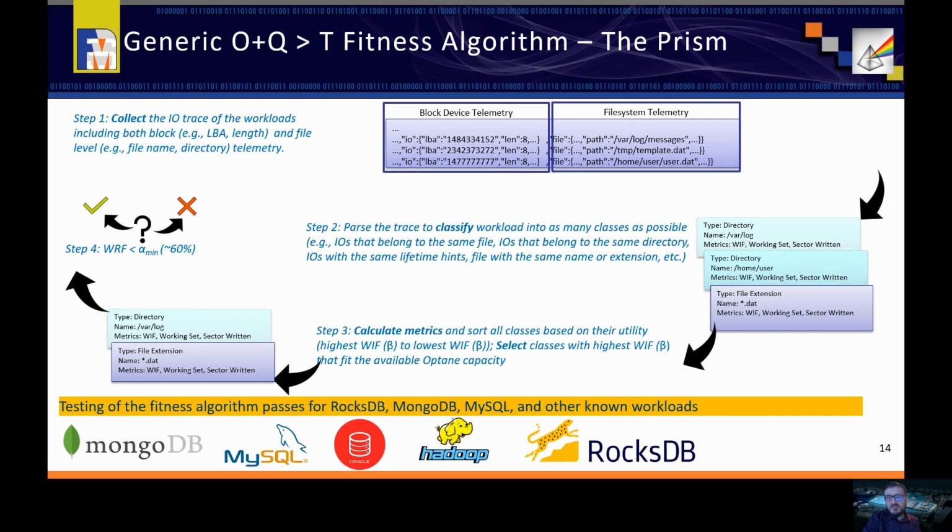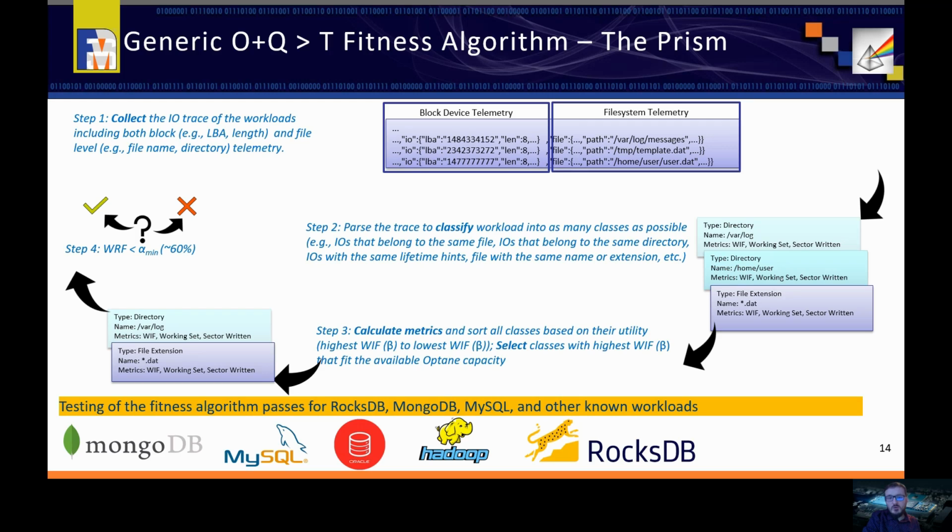Then for each IO class, we can calculate the write invalidation factor, and we can sort IO classes by it, starting from the highest to the lowest. And we can select IO classes with the highest value which fit the available Optane capacity. The last step is checking our write reduction factor. And if it's higher than 16%, it means that we are ready to go and we can put our workload on an Optane plus QLC deployment.